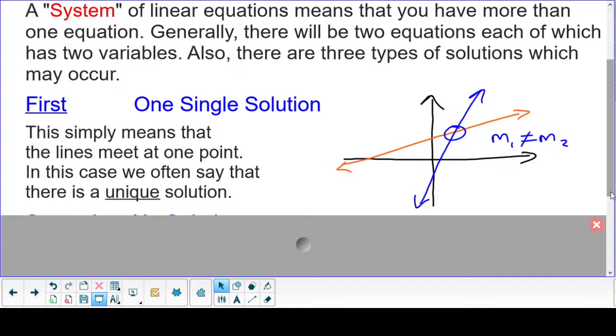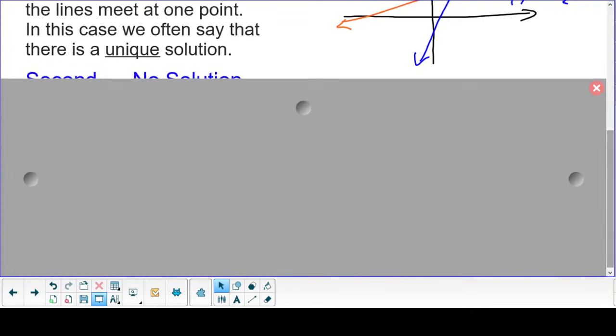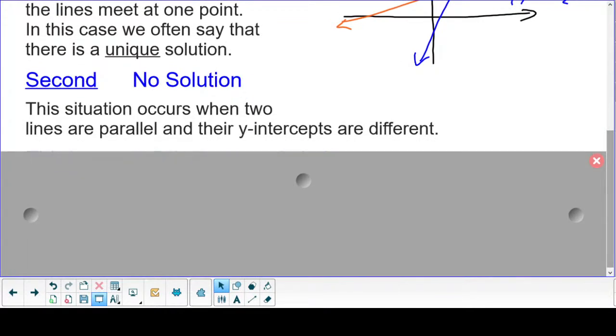Okay? Can anybody tell me how they would touch at no spots? Benjamin, just teasing me. Matt, if they're parallel and something else. Parallel is one part that needs to happen, but something else also has to be true for them to meet at no spots. Benjamin, they have to have a different line or something. Exactly. So they have to be parallel, and they have to have a different y-intercept. Okay? So this is our second case. No solution. This occurs when two lines are parallel and their y-intercepts are different.